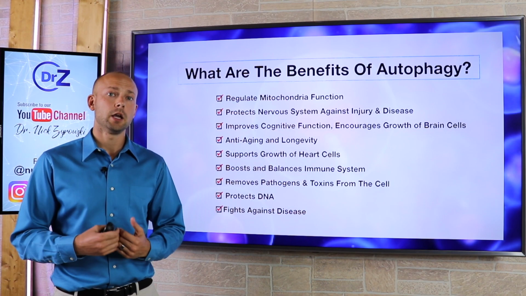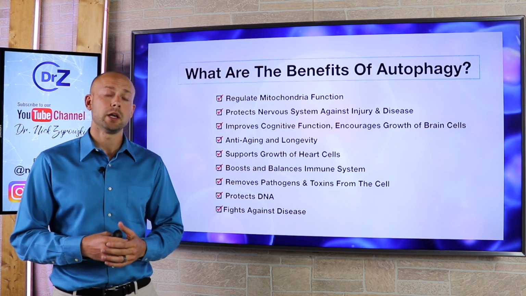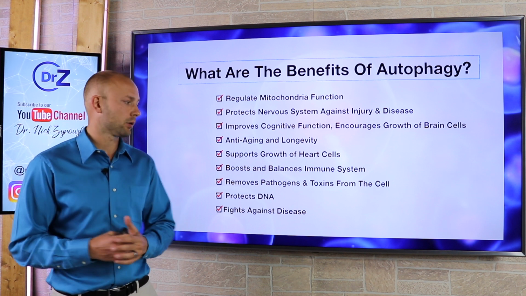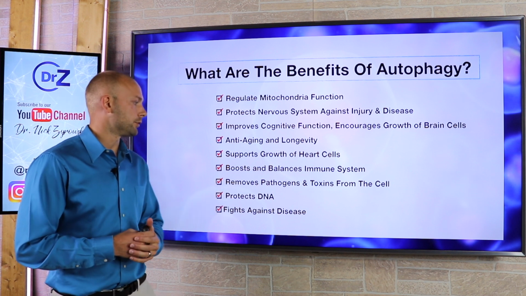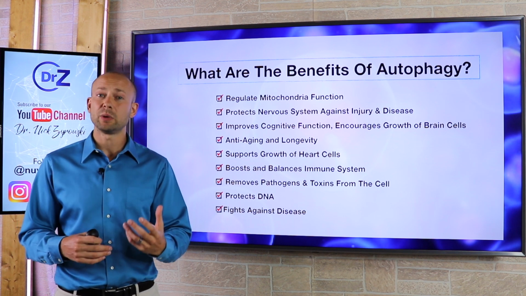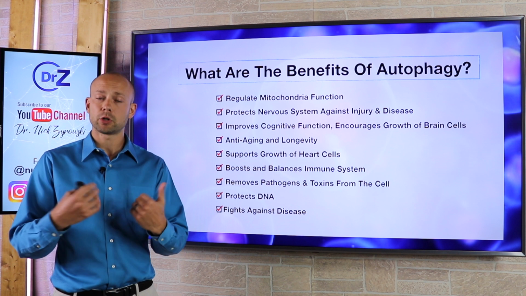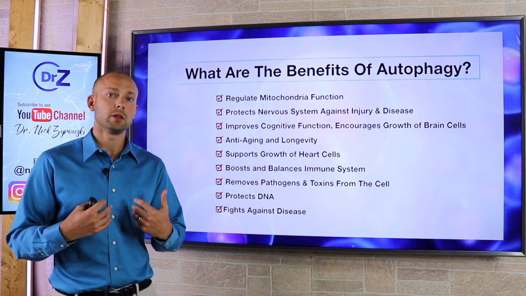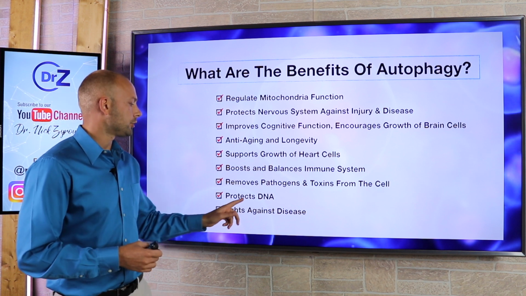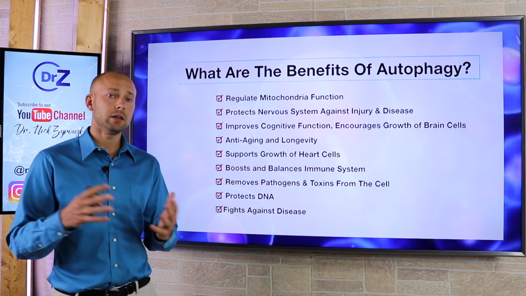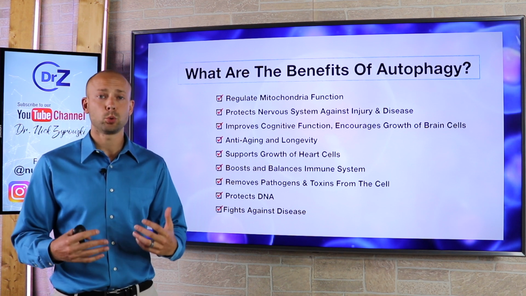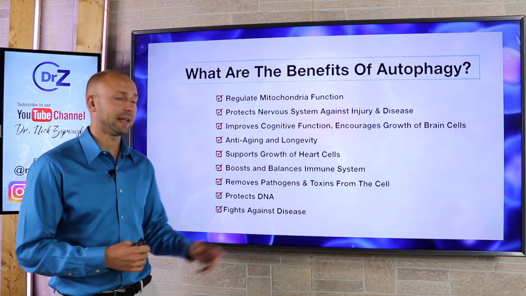Using fasting in order to help balance the immune system and improve immunity is going to be so powerful. Next thing we want to do here is remove pathogens and toxins from the cell. We live in a very, very toxic world today and all these toxins bioaccumulate in the body. Using these methods can help clear them out. It also is going to help protect the DNA. And then lastly, and probably most importantly for a lot of us, it's going to help fight against disease.